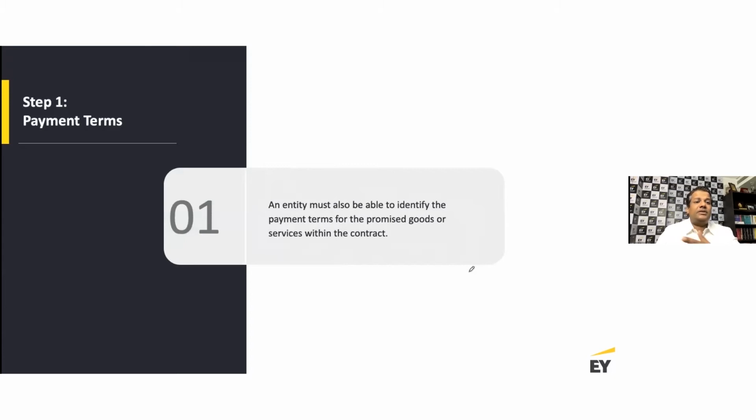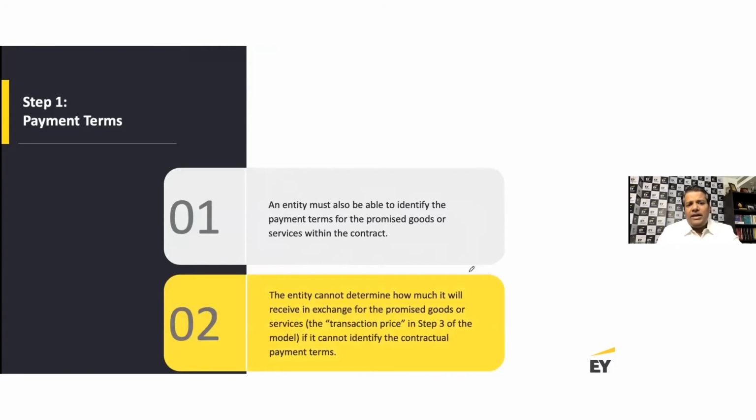Let's talk about the payment terms. An entity must also be able to identify the payment terms for the promised goods or services within the contract. You cannot determine how much you will receive in exchange for the promised goods or services if you cannot identify the contractual payment terms. So you don't want to land up in a situation where I've supplied you goods or services, but I don't know when I will get paid. If you don't know when you will get paid, was there an enforceable contract?